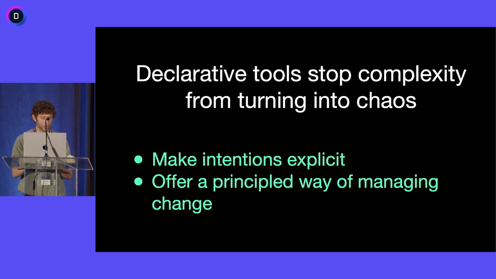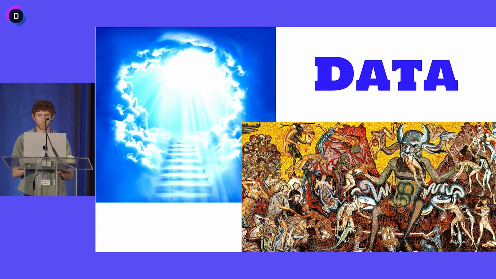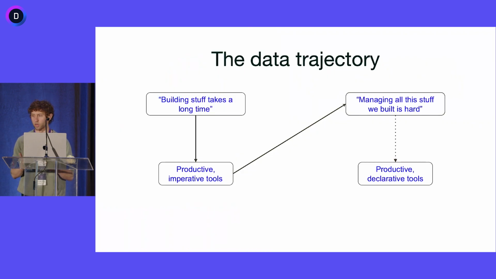So now let's talk about a domain with complexity and change up the wazoo, and that domain is data. In the world of data, where are we on this tooling journey? Well, it used to be very hard to build stuff. 10 years ago, if you wanted to calculate some statistic over every event on your website, you needed to set up a compute cluster with 20 different services, and even the simplest operations could take tens of minutes to complete.